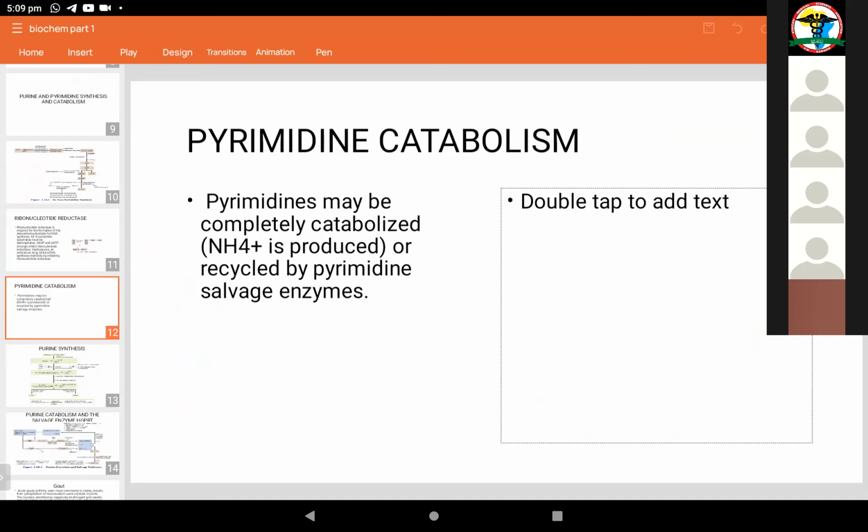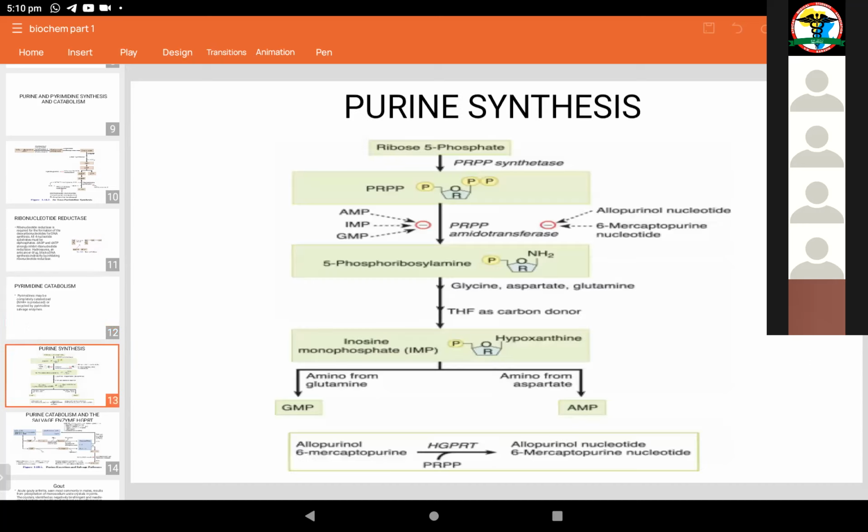The catabolism of pyrimidine is not very important, in such a way that it is completely broken down or recycled by enzyme. And this is where I said it's important to know it's basically broken down to ammonia. And if it's not totally broken down to ammonia, it is recycled back to make another nucleotide. Using the pyrimidine, we make another nucleotide, then make DNA. So it's no problem.